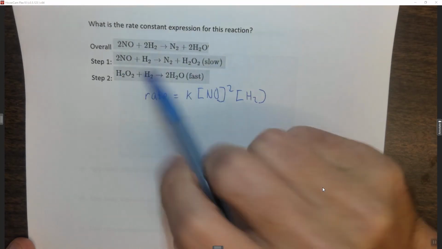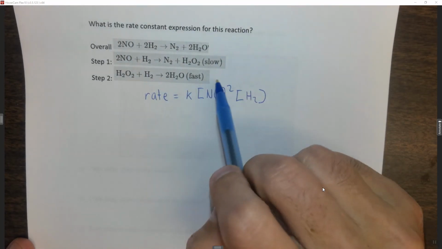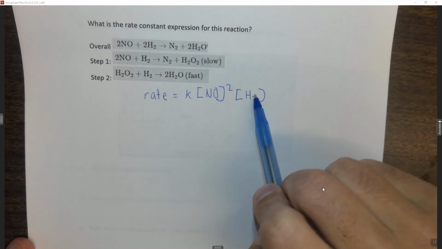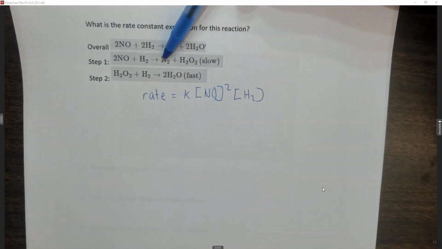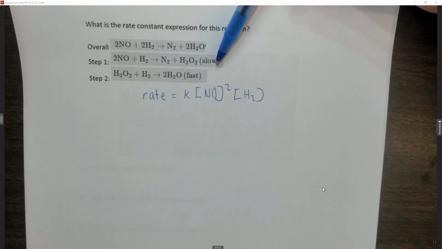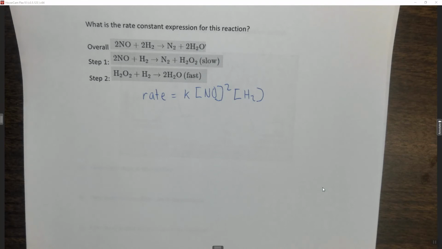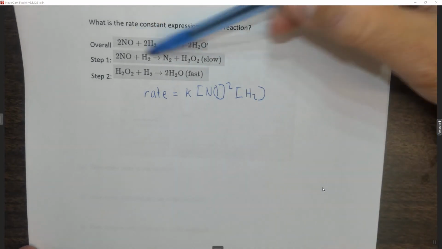Because these are elementary reactions, you could just use the stoichiometric coefficients in the rate law because these things are actually interacting in order to form these. And since this is the slow step, it's known as the rate determining step. So it's the one that's going to be in the rate law. You will notice that this does not match the overall reaction.